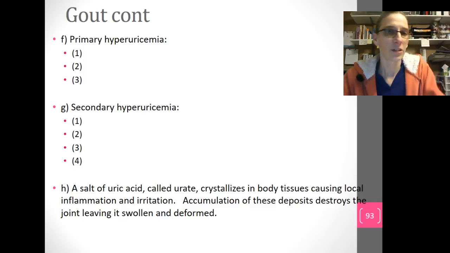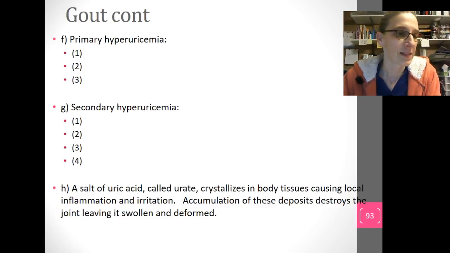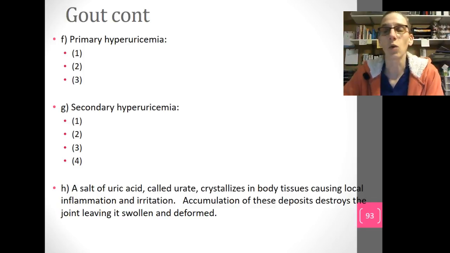All right, primary hyperuricemia causes are going to be things like severe dieting, excessive intake of purines. And where do you find purines? You find these in organ meats, livers, shellfish, sardines. Another cause for primary hyperuricemia would be hereditary causes.